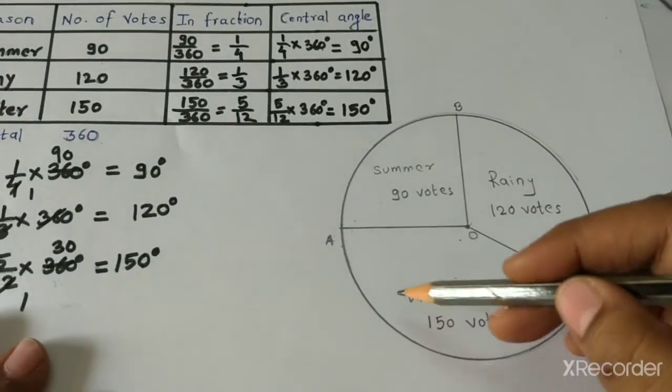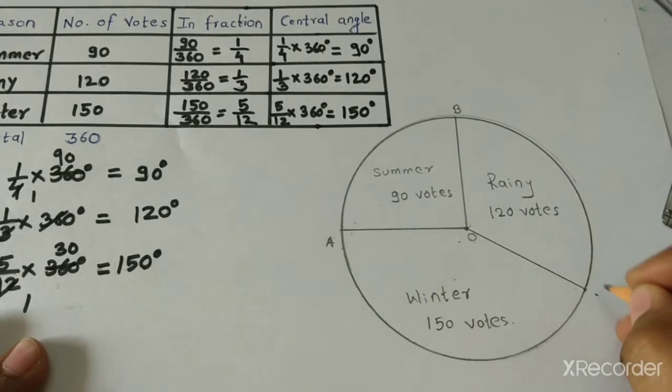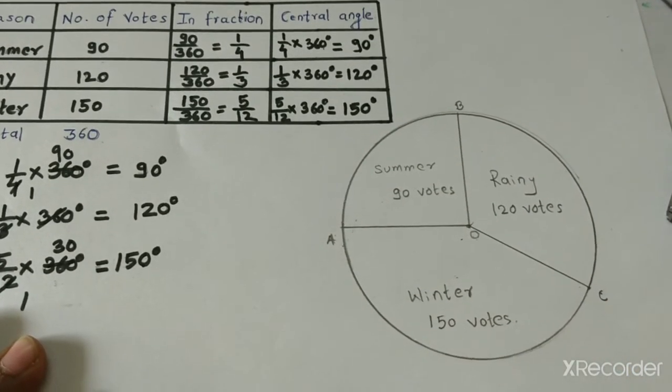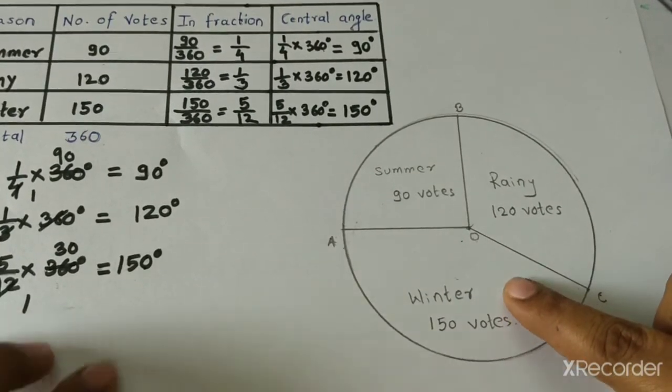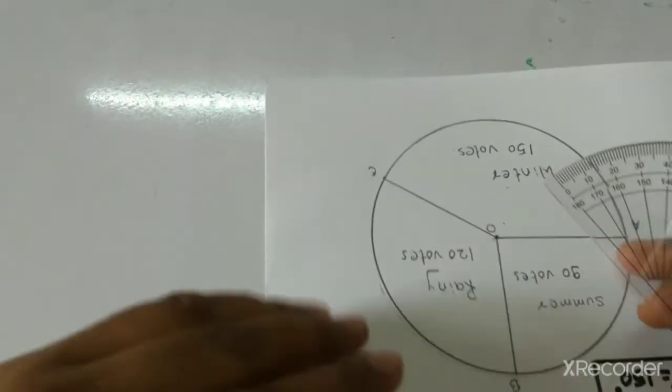Understood? Now you can just give a shade or color if you want. If you want, children, I will just name this as C. Okay. Now you have to check whether it is really 150 degree. Now you can check it like this. Now turn your page if you want. Okay. And keep it on OC.